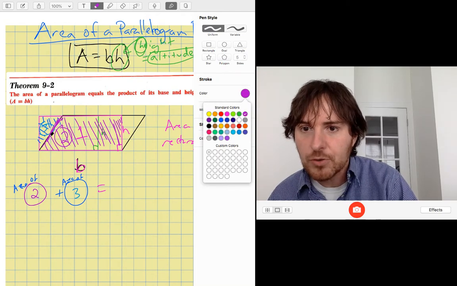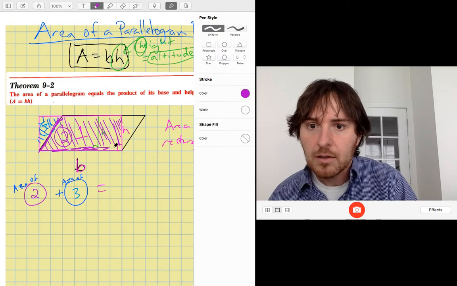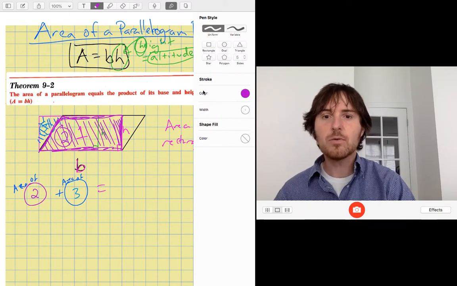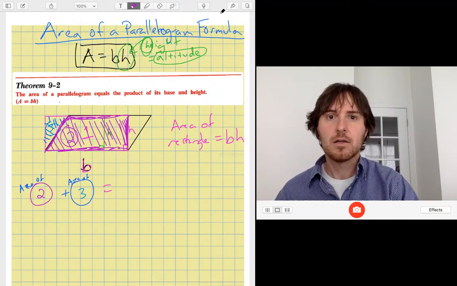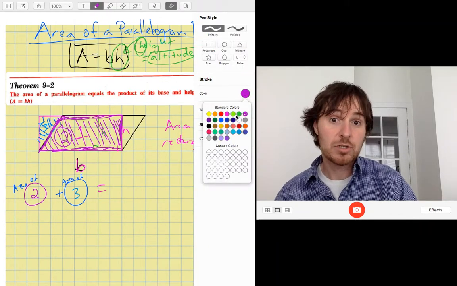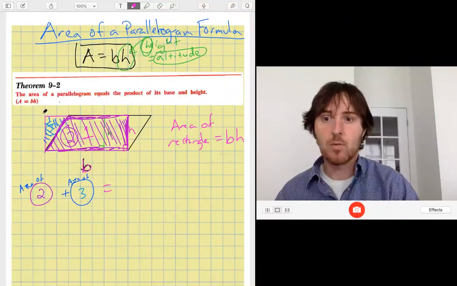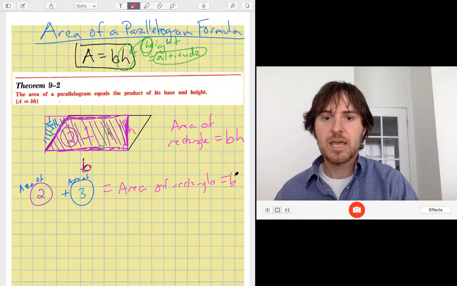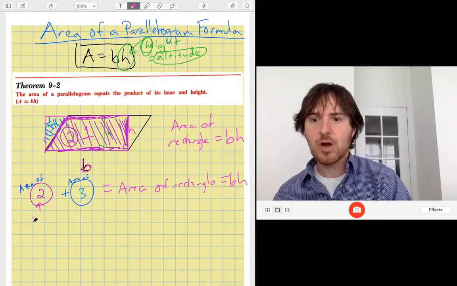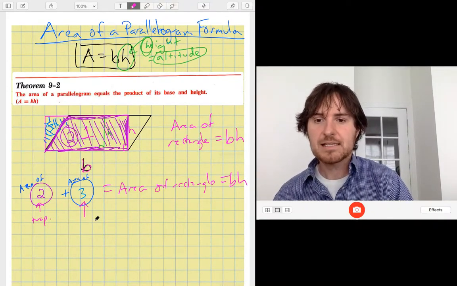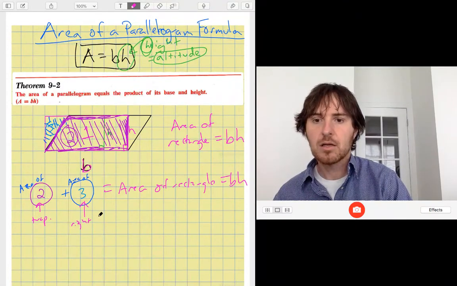Remember, this is 2 right here. It equals the area of the rectangle, and the area of the rectangle equals BH. The 1 was the rectangle here, so whatever, I'm calling that the area of the rectangle. Equals BH. So here's sort of that. This is my trapezoid. This is my right triangle.